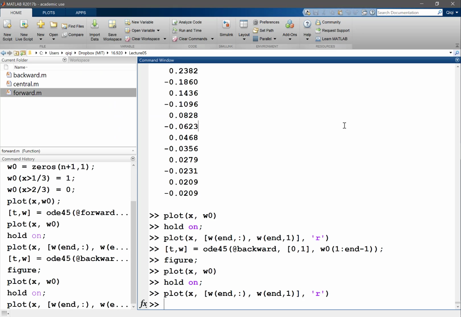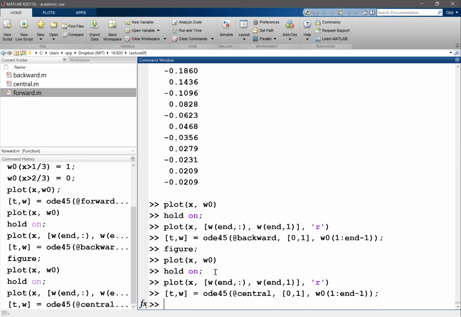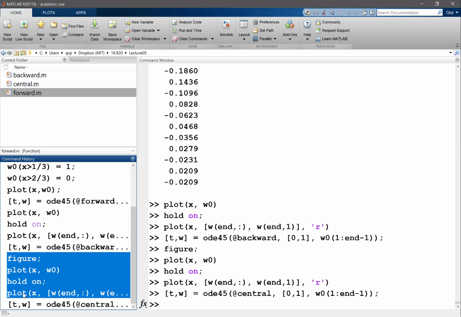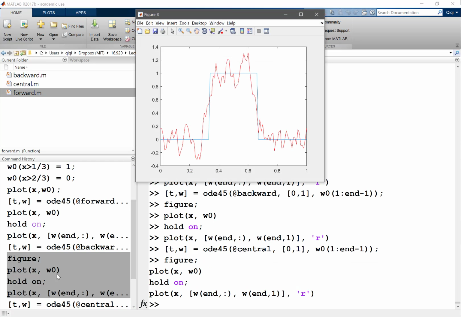Okay, so again, let's solve it with central. And I'm going to be basically repeating what I did over here. So I will just select what is in the history and press enter. So that's my central difference solution. And what do you see here?